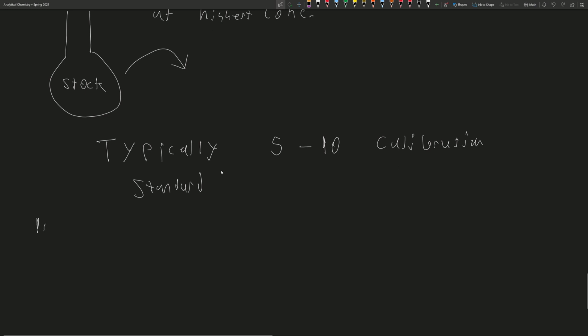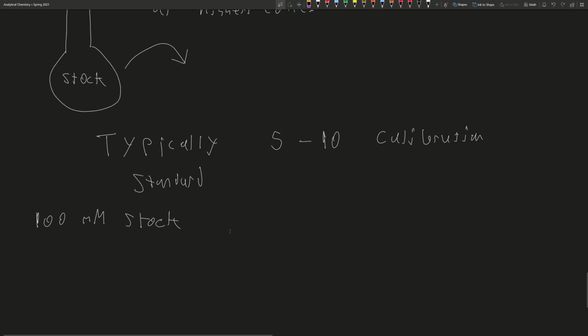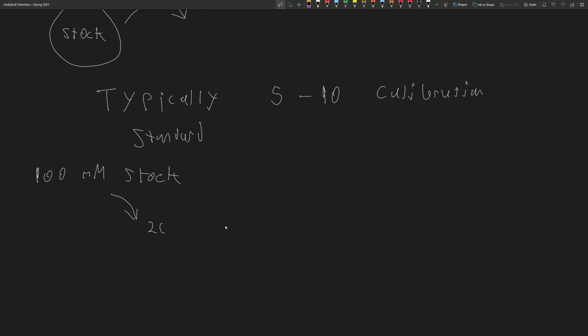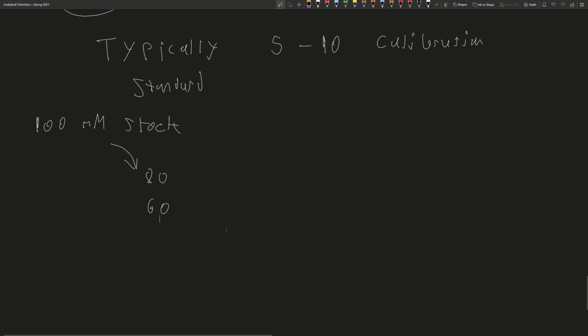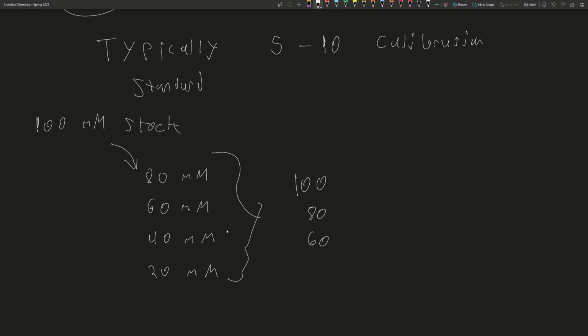So if you have a 100 millimolar stock, you would produce 80, 60, 40, and 20 millimolar, so that you have a total spread of 100, 80, 60, 40, 20.